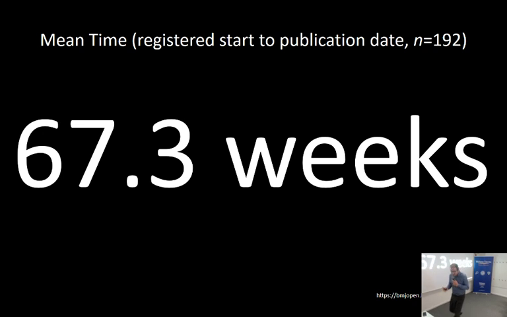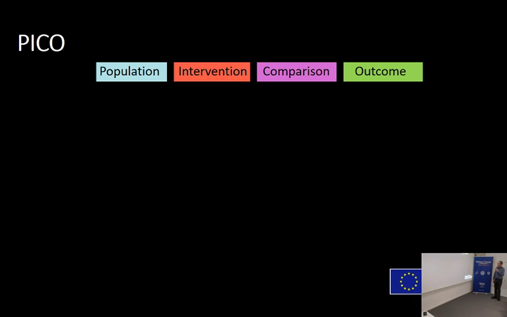So something that we did is we asked ourselves the question, what if instead of 67.3 weeks, you could do this in 1 second? And we tried. What we did was to try and extract the key information out of these papers describing the clinical trials. What people working in medicine have worked with for a long time are called the PICO elements: population, intervention, comparison, and outcome.